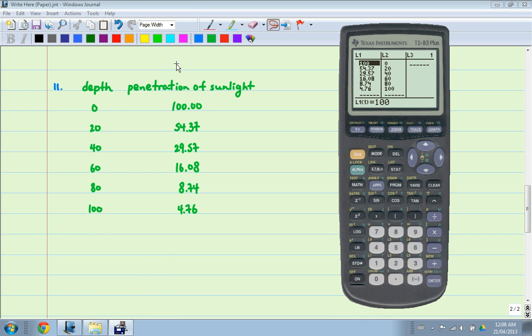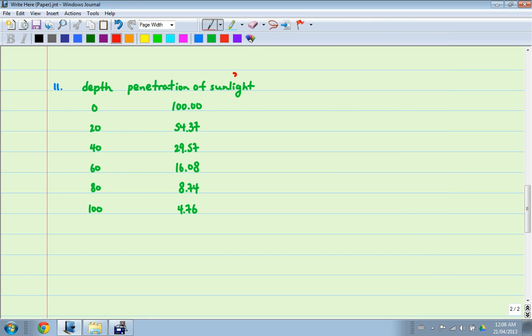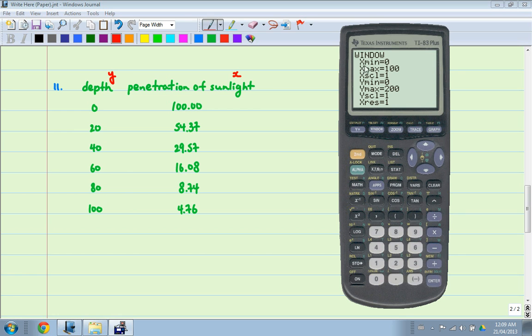But basically what you do after that is you can go to y equals, make sure plot 1 is on, and set up your window in the right way. This time x is going to be the penetration of sunlight, so it is L1, and the depth of water is going to be the y. As you can see, the x value is going to be a percent, so therefore it goes from 0 to 100, and the depth, we need it to be 200 for the question, so I'm going to let y max equal 200.